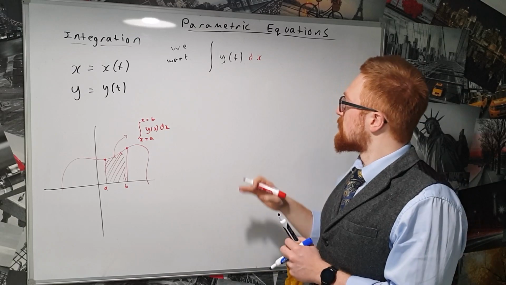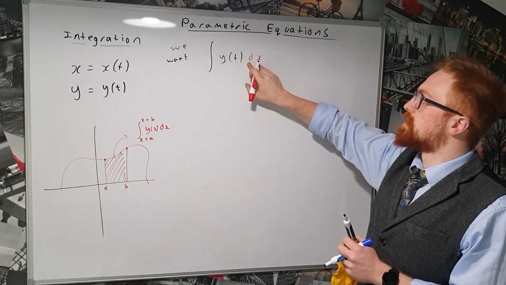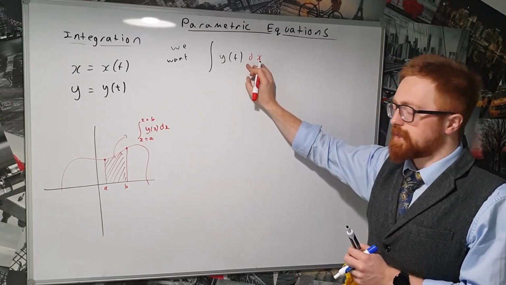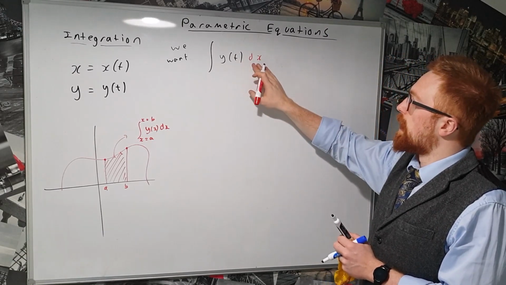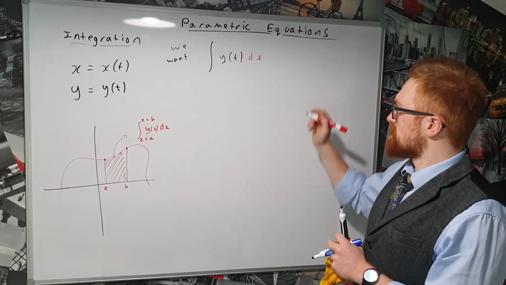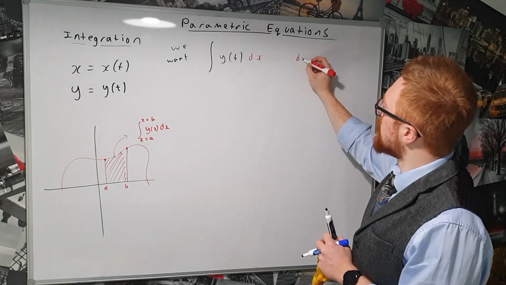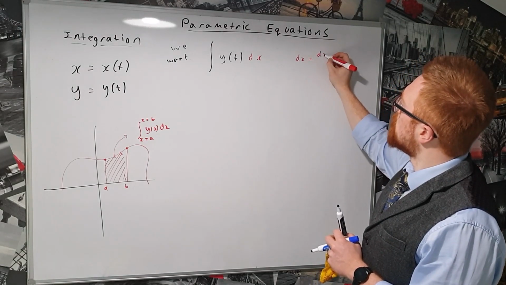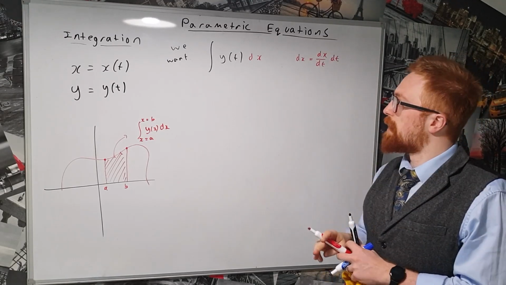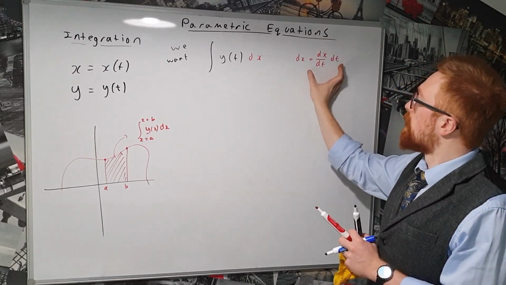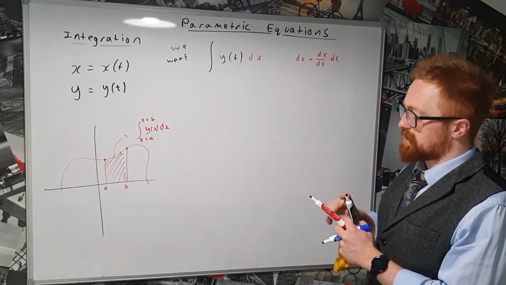However, there's a little trick we can do to fix this and to swap this for a dt. And it's the same trick we used when we looked at integration by substitution. And that is that dx is equal to dx/dt dt. And that just falls out of the chain rule. So dx/dt dt is equal to dx.